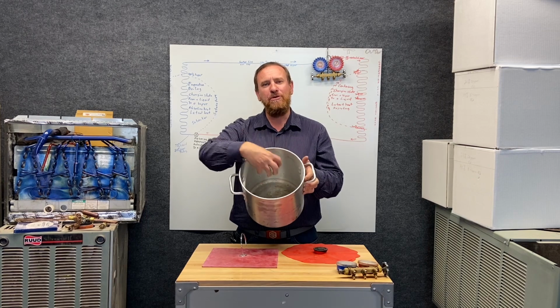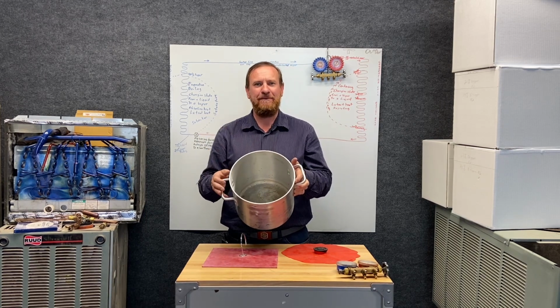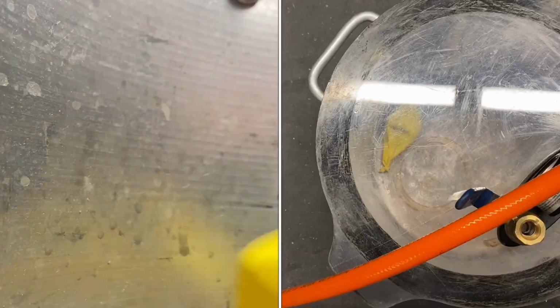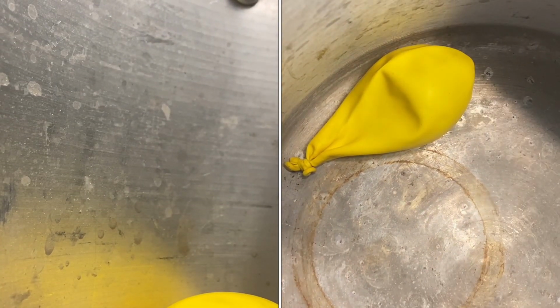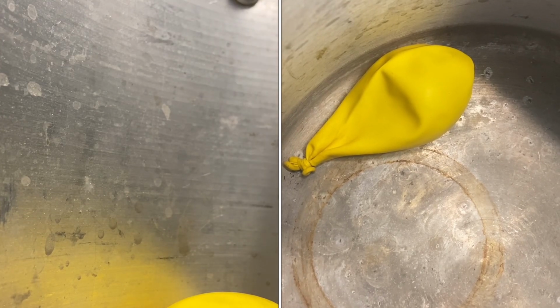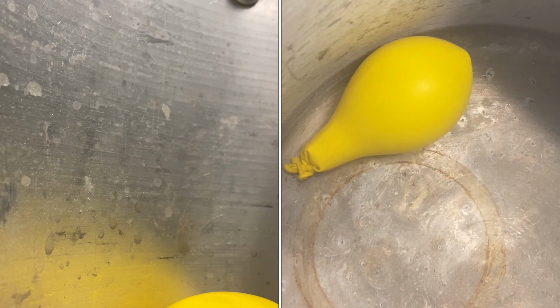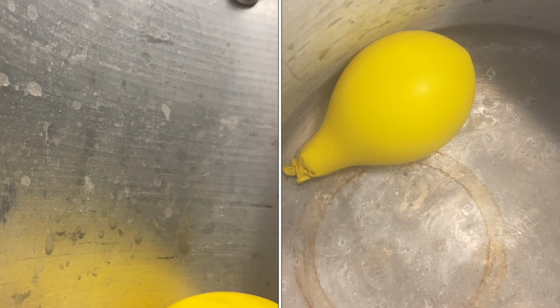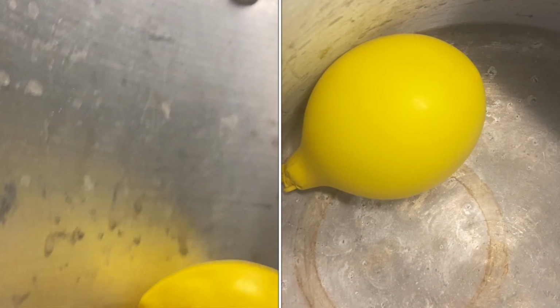What we're going to do is put this in a vacuum chamber, and I'm going to remove the atmospheric pressure from inside of this container, and let's see what happens next. So we have the balloon in the vacuum chamber, and what we're going to do is turn on our vacuum pump to remove the air that's inside the chamber.